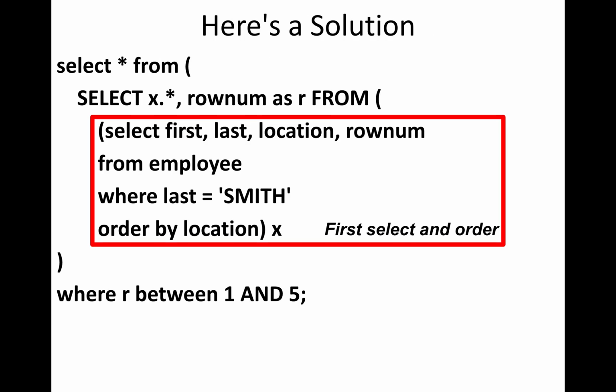So to fix this, usually what we do is nest the queries in such a way that we force the order that we want first before calculating the row that we care about. So here's the first selection of retrieving the folks with the last name of Smith. So we first select and then we order. So now we know that these are the ones we care about, and in the particular order that we want.